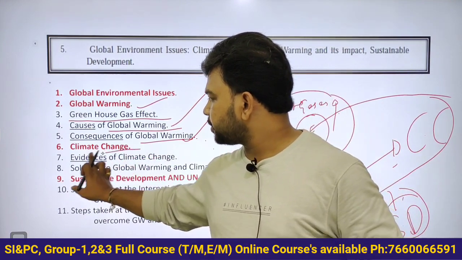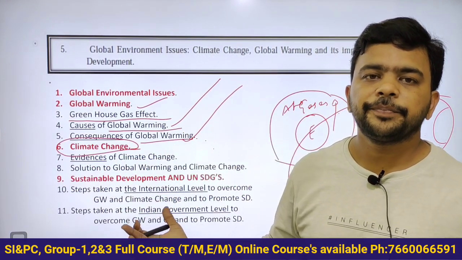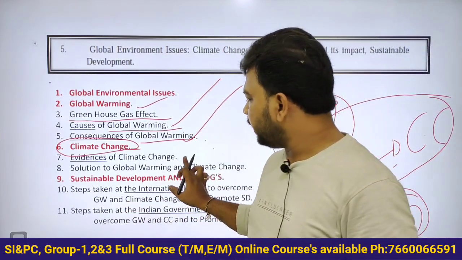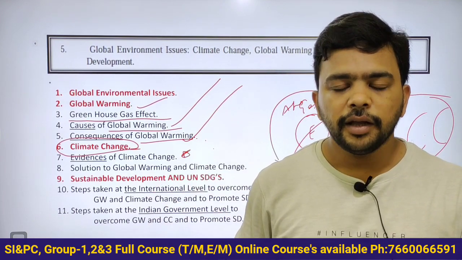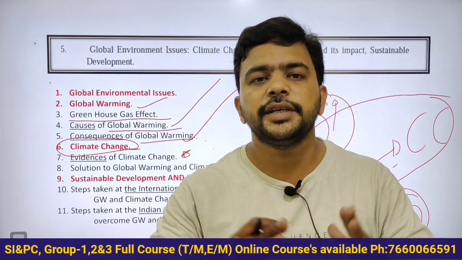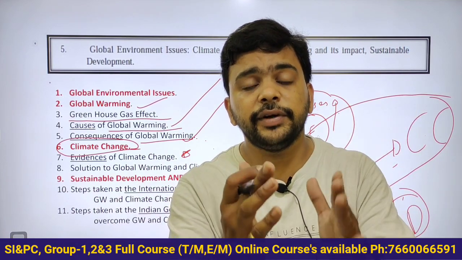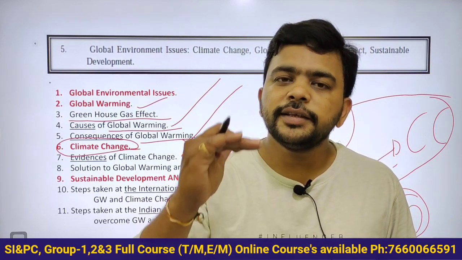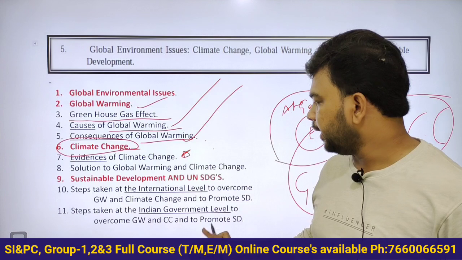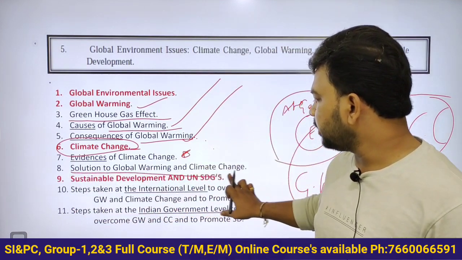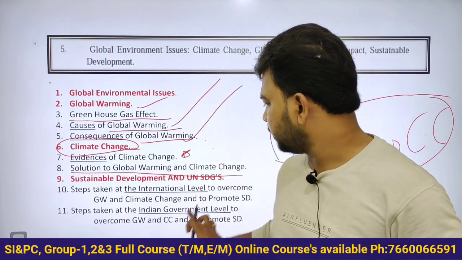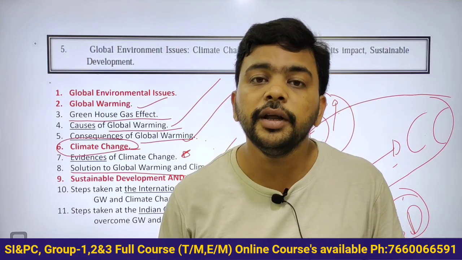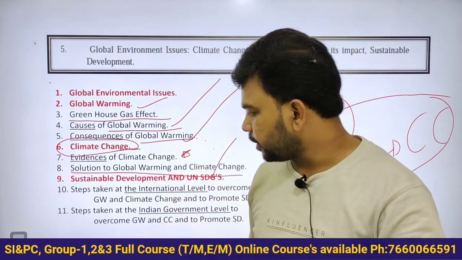Okay, then climate change. What do you mean by climate change? That means the climate of the earth is changing. Okay, what are the evidences of climate change? How can you say that earth's climate is changing? What are the scientific evidences we have? Who gave these scientific evidences? Okay, all these things we will understand here. And what is the solution to global warming and climate change? That is sustainable development and the United Nations Sustainable Development Goals, 17 United Nations Sustainable Development Goals. And here you should understand one thing here.